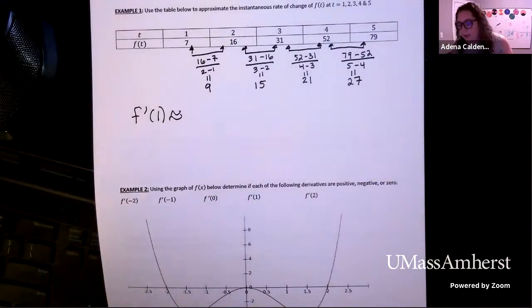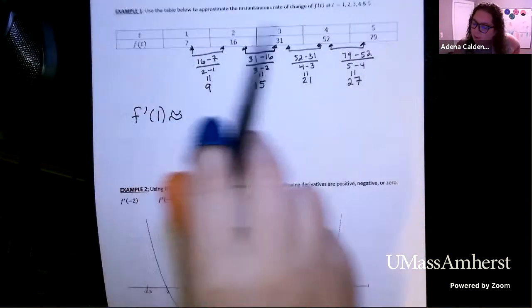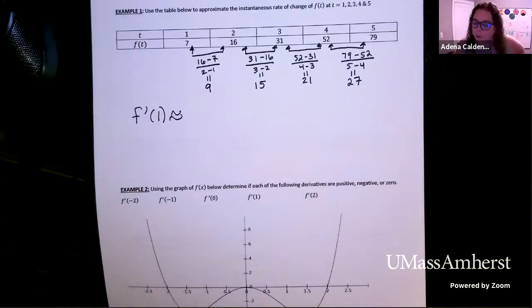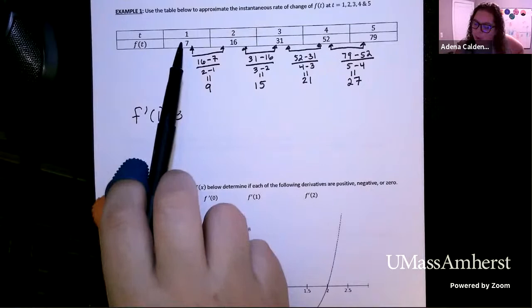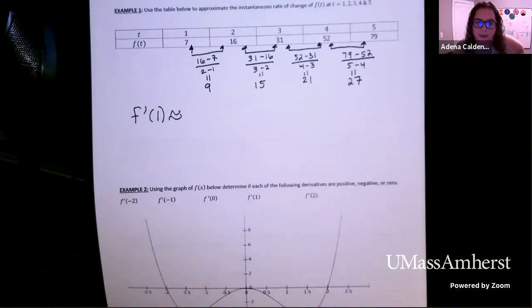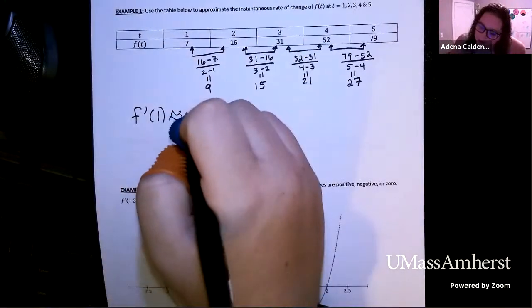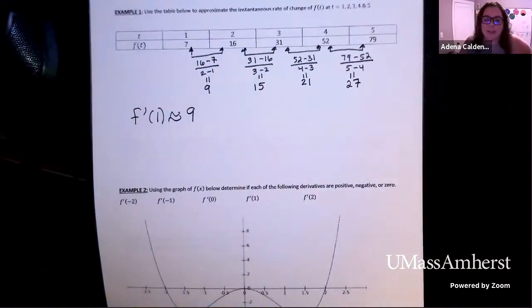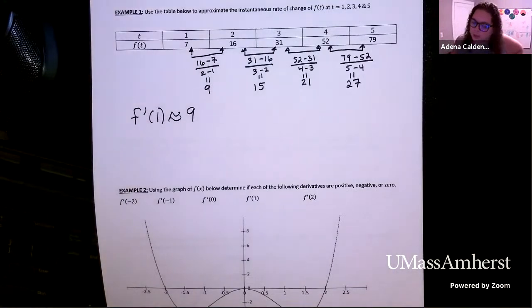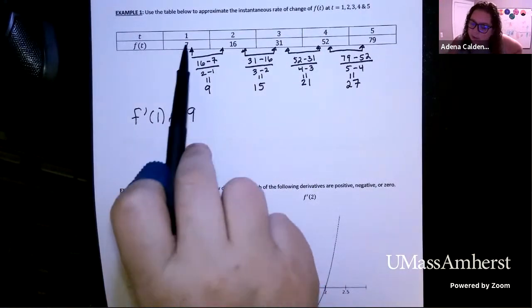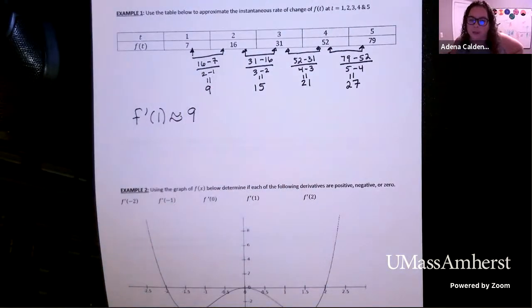I'm going to use the approximation symbol just to note that it is an approximation since I don't know the data completely. And so 1 and 5 are a little bit more tricky because we don't have a left and a right hand approximation, right? So for 1, we only have a right hand approximation, the value between 1 and 2. So that is the best that I can do with the information I have on this table. I can't construct extra data over here because I don't even know where this data came from. So my approximation for the instantaneous rate of change at 1 is just going to be 9, which is the right-hand approximation, which was the average rate of change between 1 and 2.